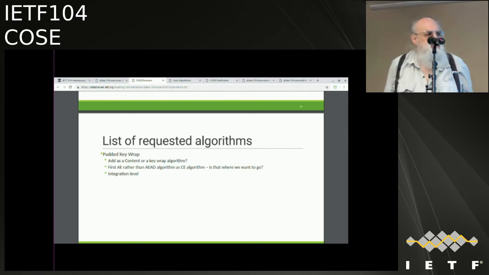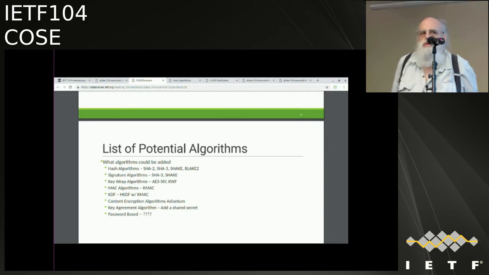So the only question in terms of that is, as a content encryption algorithm, do people think it's a problem setting that precedent? That we have a content encryption algorithm that is not AEAD? Okay.